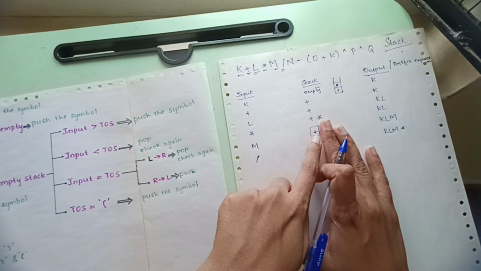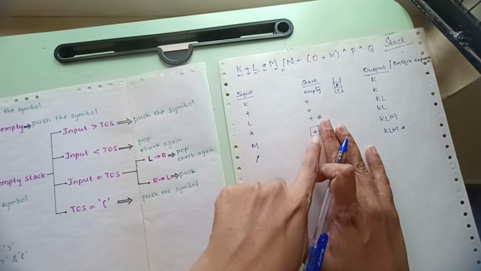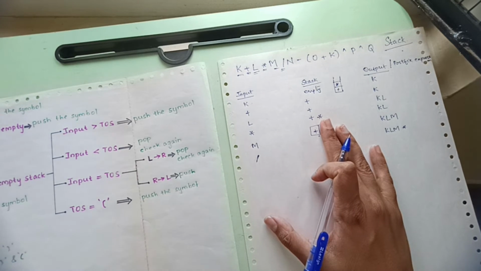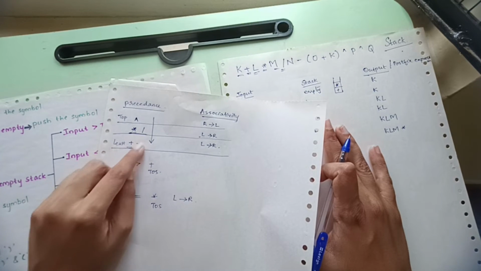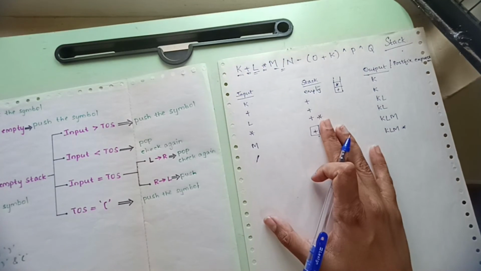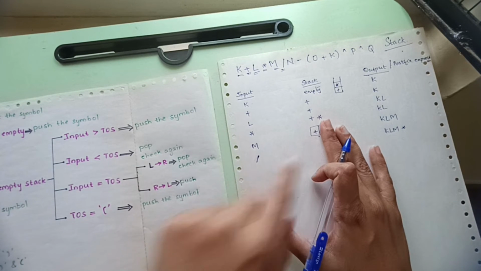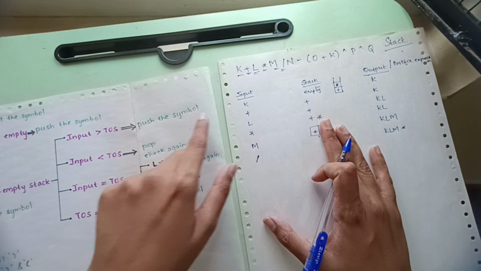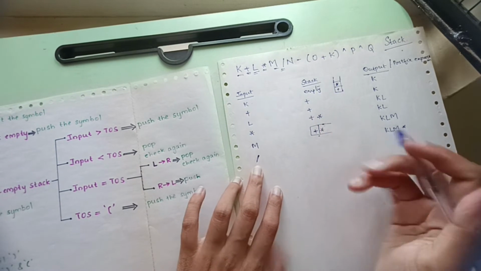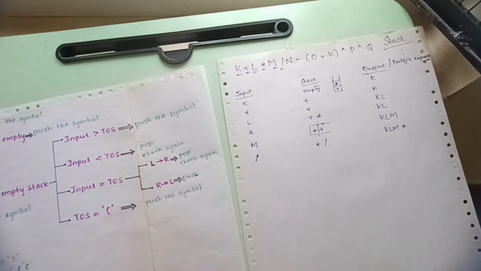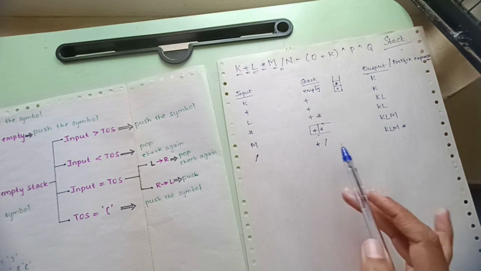The stack has only plus. So slash and plus, which one has more precedence? Slash has more precedence, right? Slash and plus, slash has more precedence. So in which case? Input is greater than TOS. In that case, push the symbol. What is the current symbol? Slash. So along with plus, we are pushing slash. So this area is clear, right?